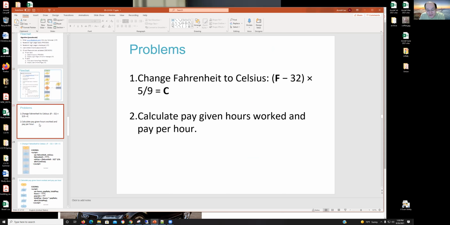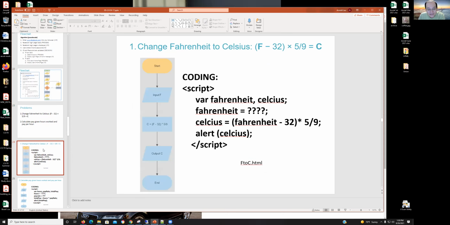And this one is basically just talking about a Fahrenheit to Celsius conversion. Okay, and then the second one is talking about calculating your pay given however many hours you work, right? And then of course you have overtime and stuff like that in there. Okay, so here's a flow chart for doing your Fahrenheit to Celsius conversion. Don't mind this part on the right-hand side. We'll be covering that when we get into your JavaScript.